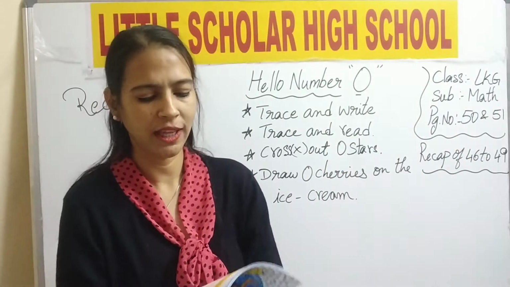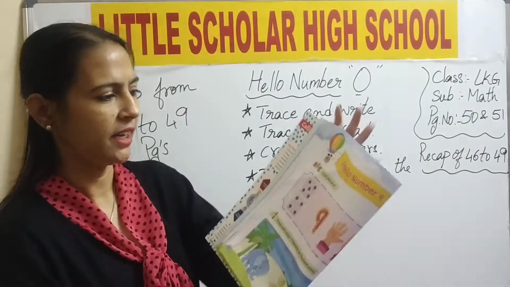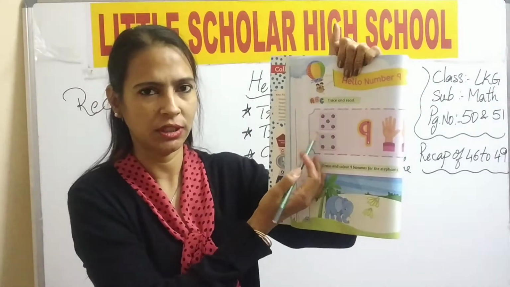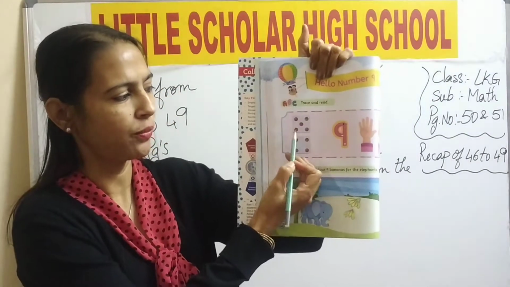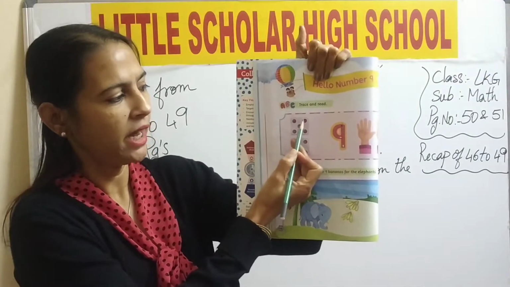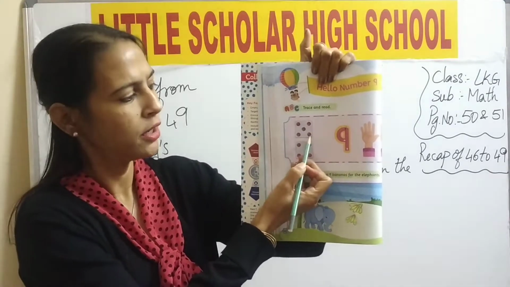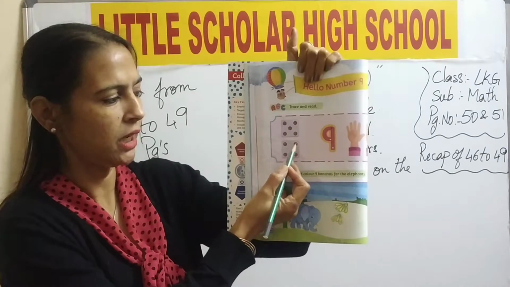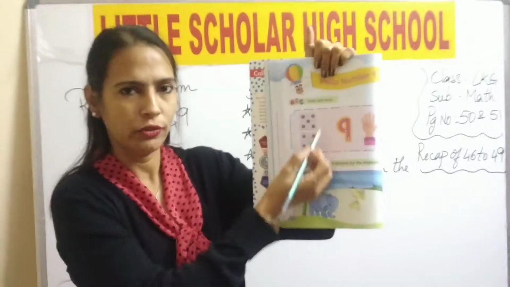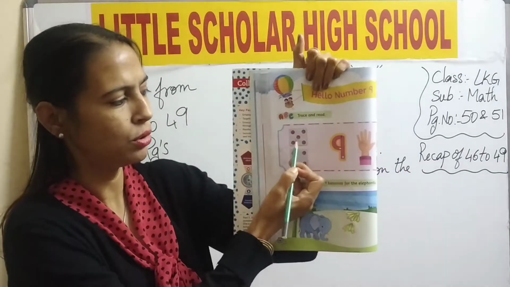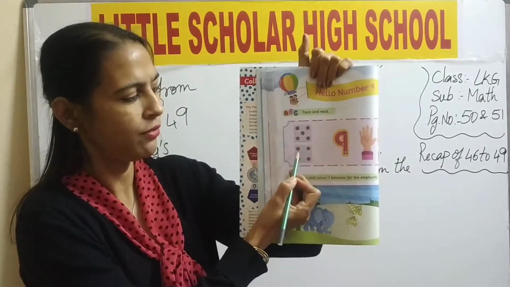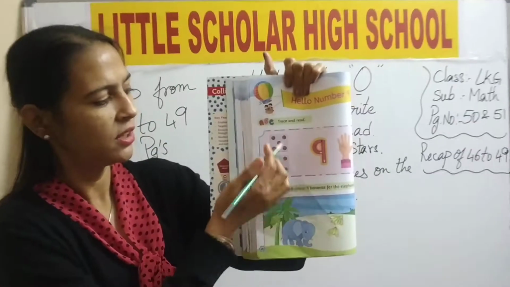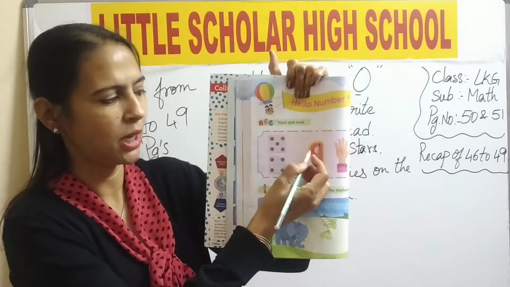Let's go to the next one, that is hello number 9. So, what is it? Number 9. Trace and read. So, we'll do it again. How many dots do we have on the first dice? 1, 2, 3, 4, 5. 5 dots. And on the second dice, 1, 2, 3, 4. So, altogether 1, 2, 3, 4, 5, 6, 7, 8, 9. So, how many dots do we have? 9 dots.